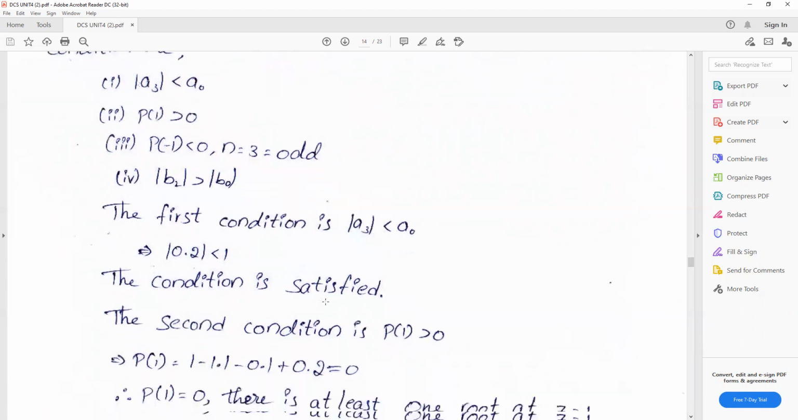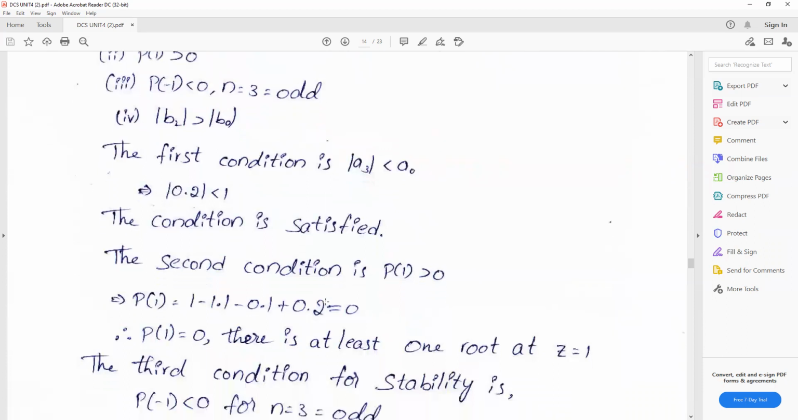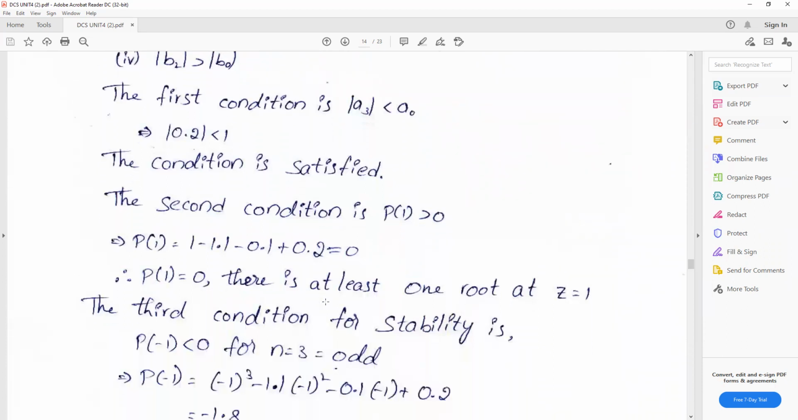And the second condition is P of 1 is greater than 0. In P of Z in the characteristic equation, Z is replaced with 1. So P of 1 equals 0. There is at least one root at Z equal to 1. So the second condition is not satisfied.